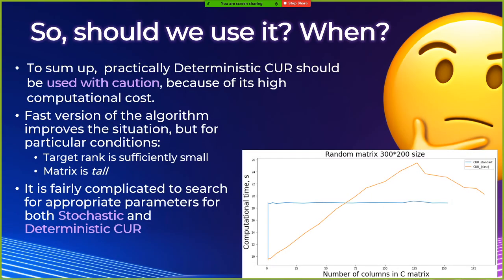So, should we use it? And if so, when? To sum up, practically, deterministic CUR should be used with caution because of its high computational cost. As for the fast version of the algorithm, it does improve the situation, but only under particular conditions. First of all, the target rank should be sufficiently small, or the matrix should be tall. It is fairly complicated to search for appropriate parameters for both stochastic and deterministic CUR.